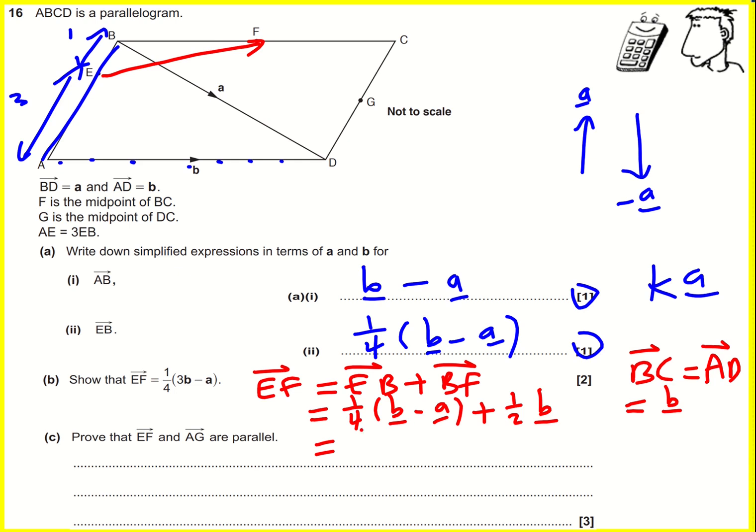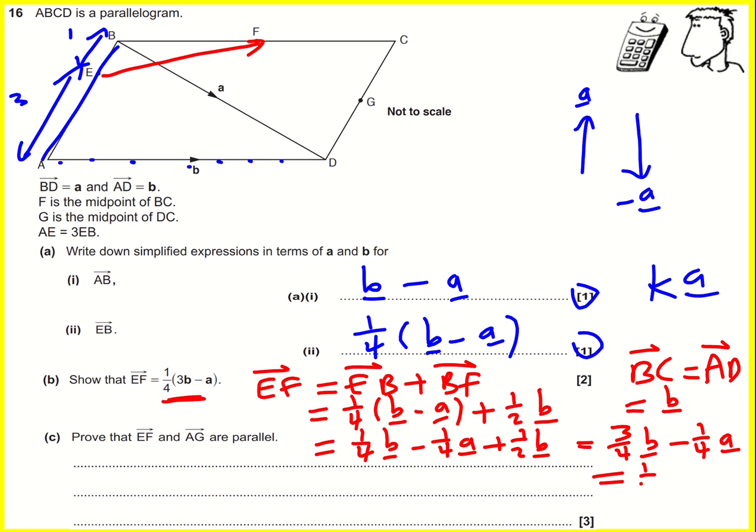So what I'm going to do is expand my brackets. 1/4 B minus 1/4 A. I can do that just like I can do with normal expressions. Plus 1/2 B. And that's going to equal, I think I should just show an extra line of work, 3/4 B, because I've done 1/4 plus 1/2, minus 1/4 A. And then I'm just going to write the answer as they've written it. I'm going to factorize out the quarter, so I'm going to get 3B minus A, and I'm done.